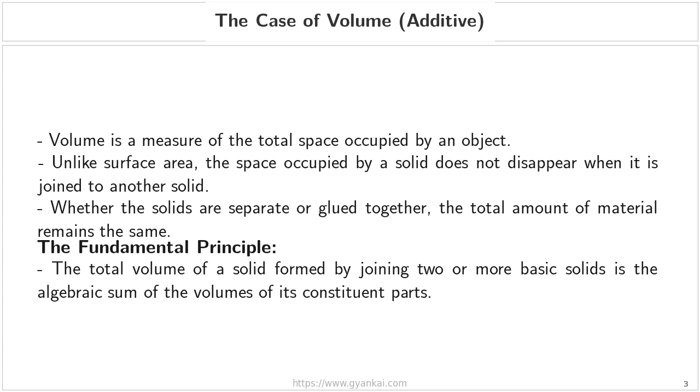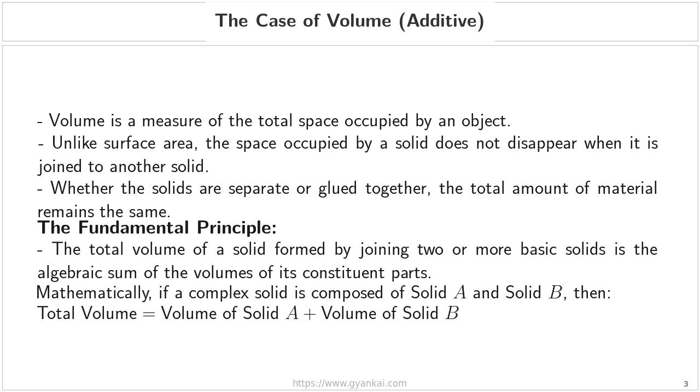This brings us to our fundamental principle. Because the material doesn't disappear, the total volume of a complex solid formed by joining two or more basic shapes is simply the algebraic sum of the volumes of its individual parts. To put this into a mathematical formula that you can use in your calculations, if we have a complex solid that is composed of solid A and solid B, then the total volume equals the volume of solid A plus the volume of solid B.